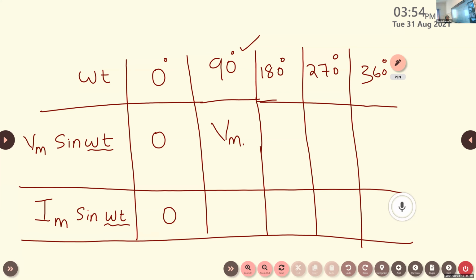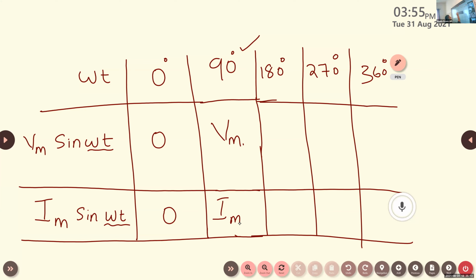The value of alternating current if the phase angle omega t is 90, that is sine 90 is equal to 1. Im into 1 is equal to Im. Here we have Im.